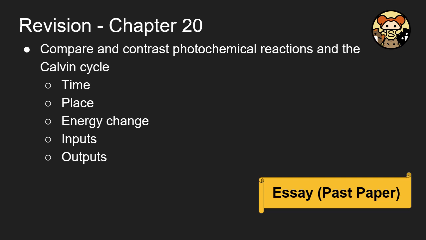So traditionally, we would like to compare and contrast the photochemical reaction and also the Calvin cycle based on the time, place, energy change, inputs, and also output. And it is commonly found in a lot of essay type questions in the past papers. I strongly recommend students to have a look at those questions to be familiar with this topic.